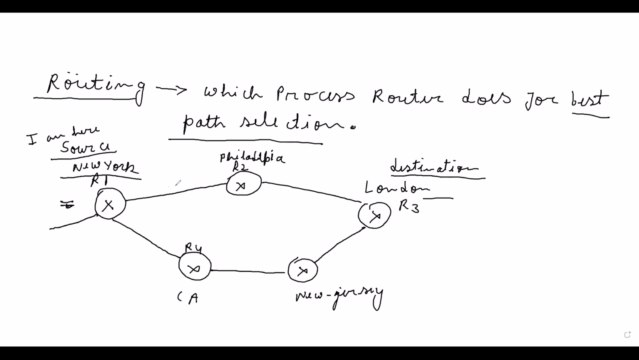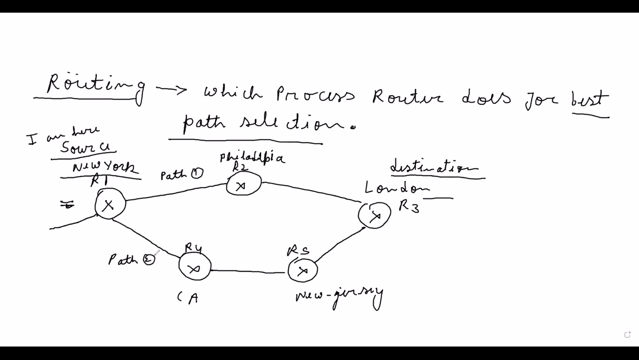Okay, normally, which is the best path? I'm not saying anything technical. So what do you think? This is path 1, the upper path, and this is path 2, the lower path. So guys, what do you think? Which one is the best path?